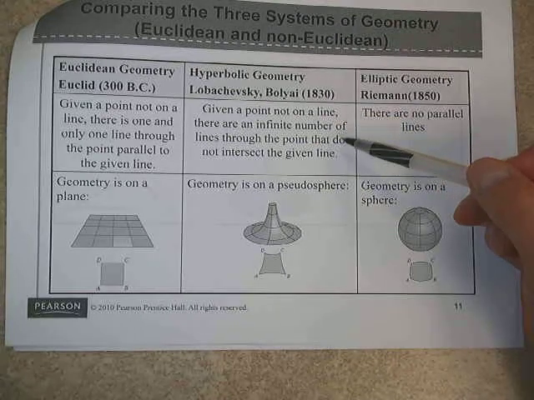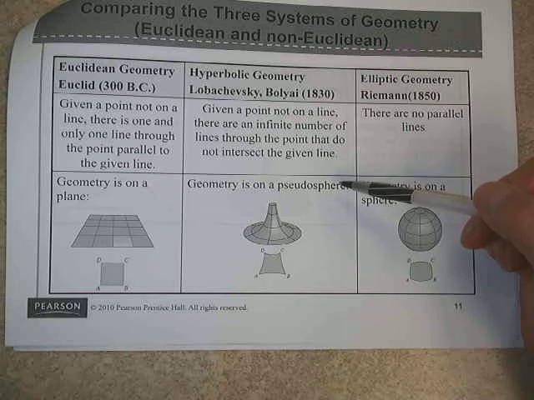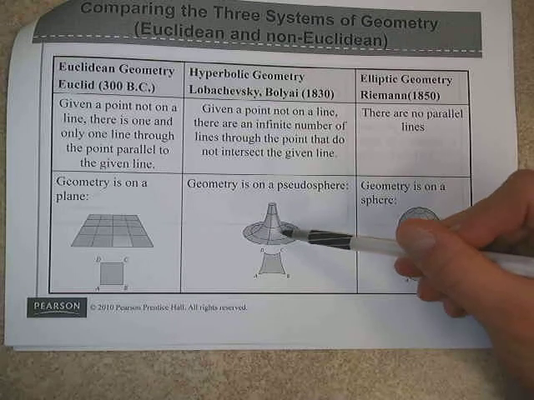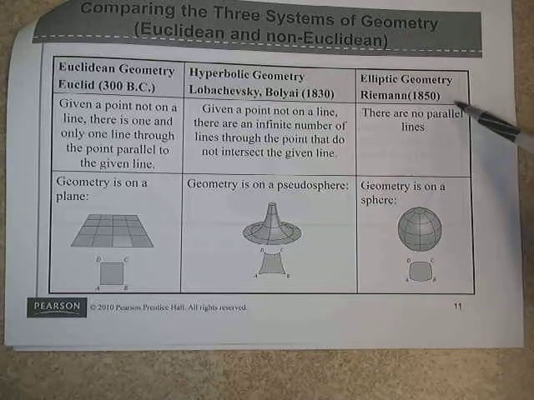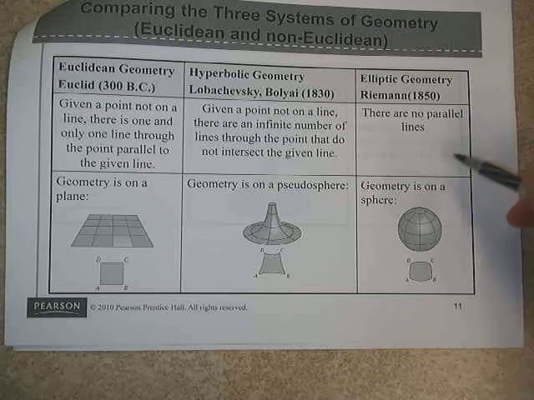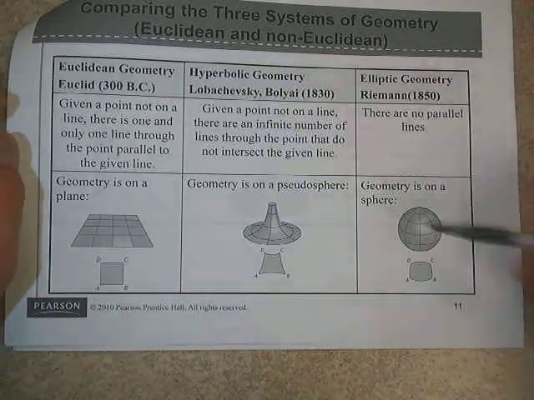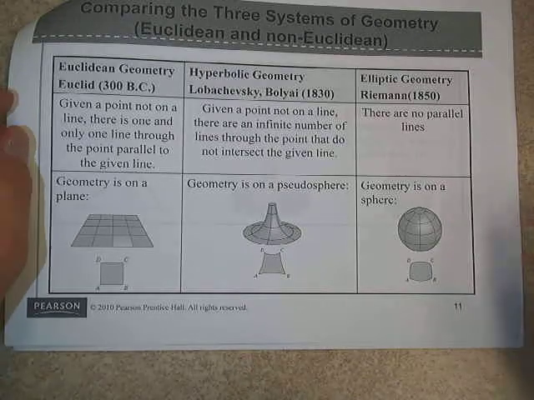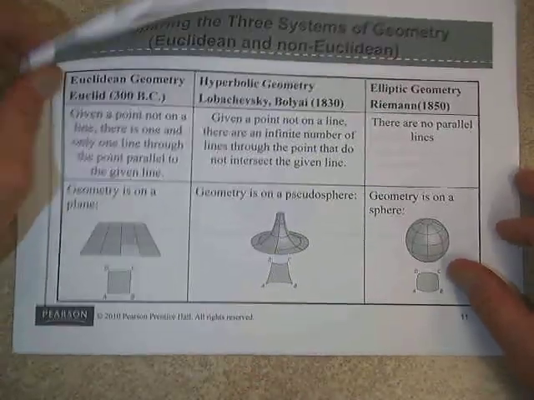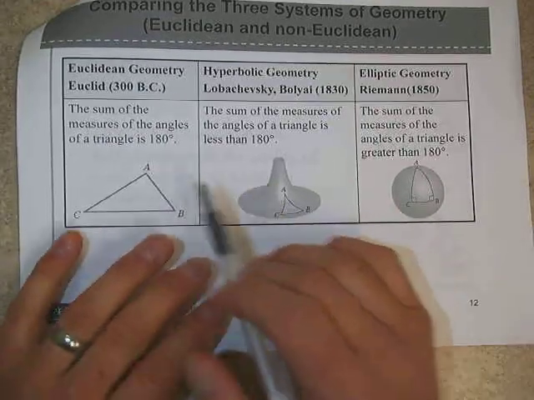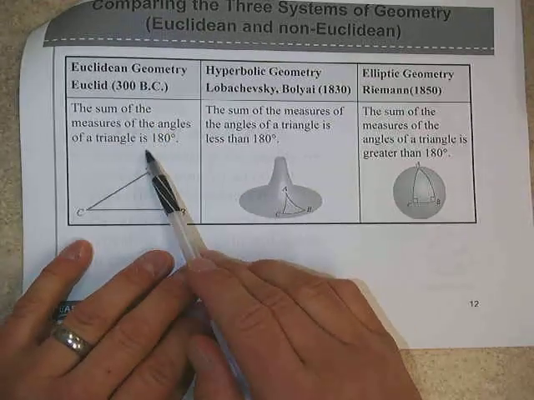We have another type of geometry called hyperbolic geometry, and the parallelism in this one is: given a point not on a line, there are an infinite number of lines through the point that do not intersect the given line. Ultimately the geometry here is on a pseudosphere, which is a shape like this. And then elliptic geometry has no parallel lines, and the geometry is on a sphere. We're not going to spend much time on this. I just wanted to introduce it to you so you saw it. Like I said, there are whole entire classes on non-Euclidean geometries, which ultimately change the rules that we've used over the past few years.